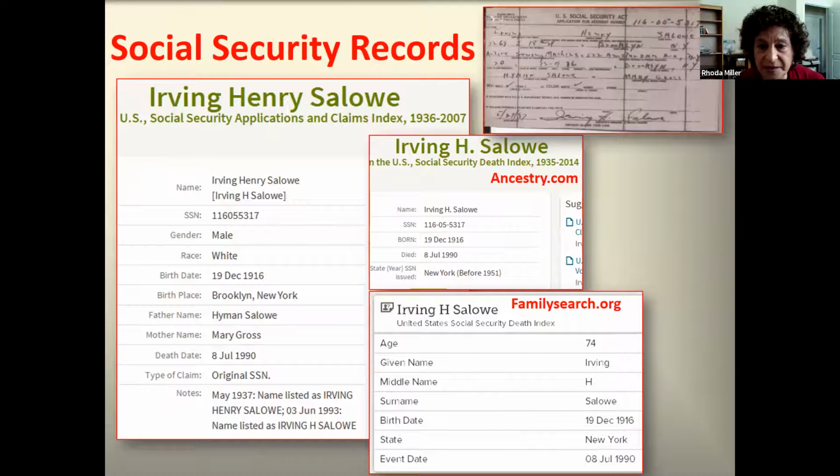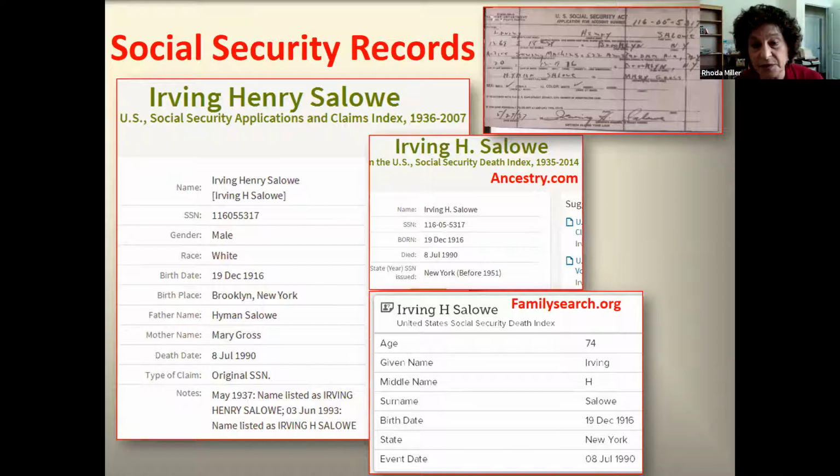All right, here's another similar example of the same issue. These are the Social Security records for my father, Irving Salowe, and how it comes up on different websites and the different kinds of information you can get related to the Social Security Death Index. Now, I do want to make the point, because some people are always concerned about the fact that the Social Security number is revealed, but once a person is deceased, that number is no longer valid, and there's no such thing as identity theft of the deceased person. So there's really no need to worry.